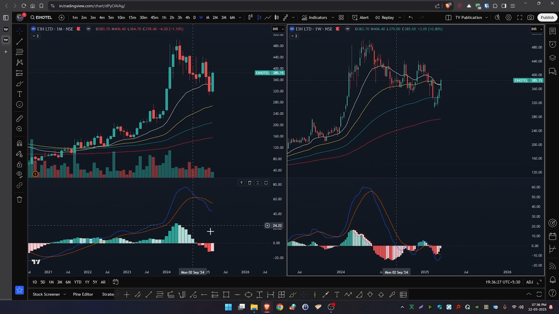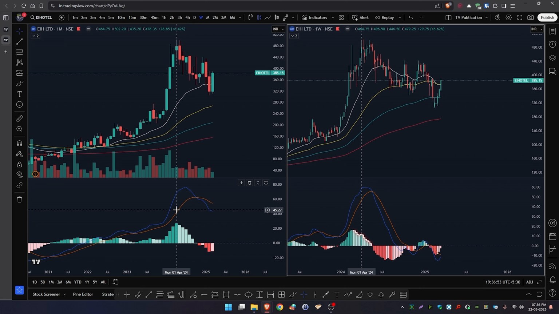So if you compare this time frame with your weekly time frame here, you can easily see that the momentum is dying on the weekly while the monthly still suggests that an upward momentum still exists. That is why it's so important to compare two different timelines.